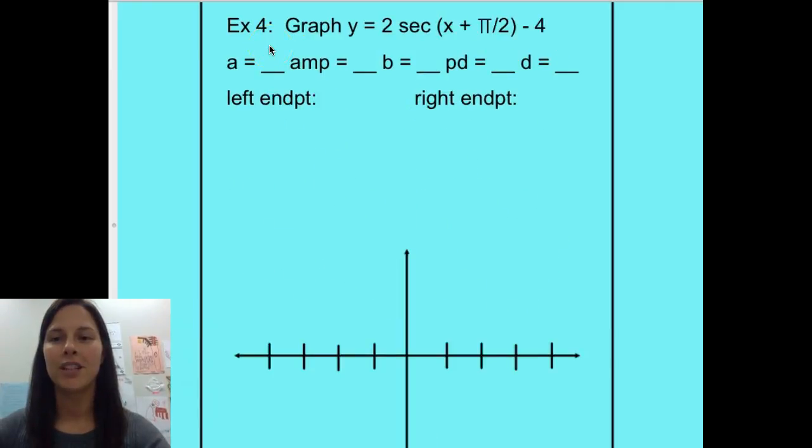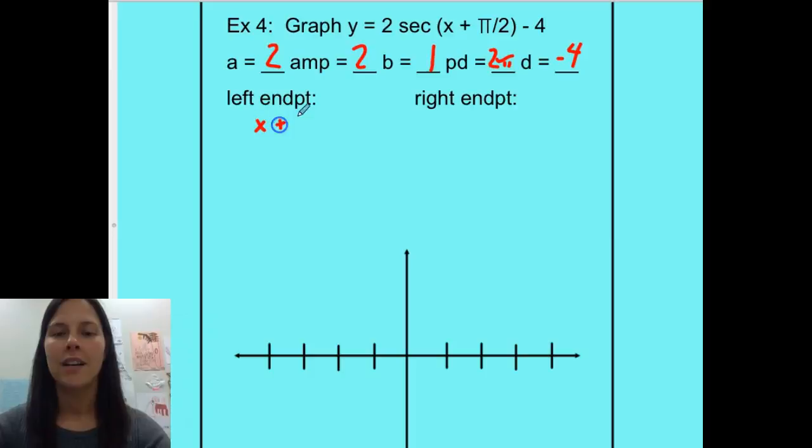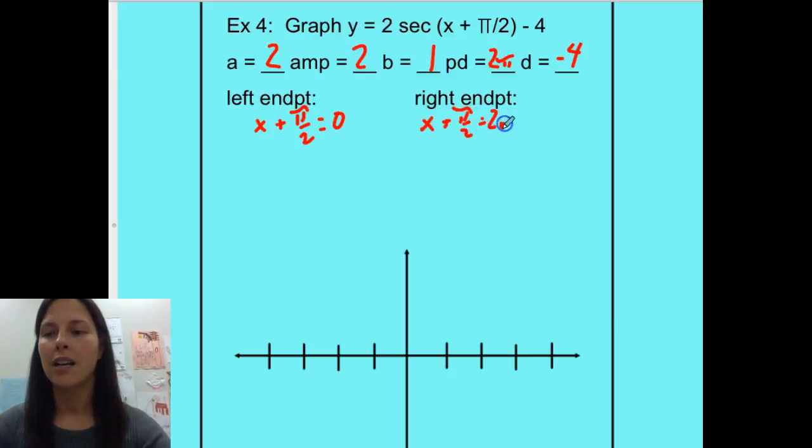Last example, we'll take a look at a secant function. A, again on this one, is 2, so that's our amplitude. B is still 1 because we're multiplying that x by 1, which means our period is still 2 pi. This time we have a vertical shift down 4, and we do have a phase shift, so we'll set x plus pi over 2 equal to 0 to get our left endpoint, and x plus pi over 2 equal to 2 pi to get our right endpoint.